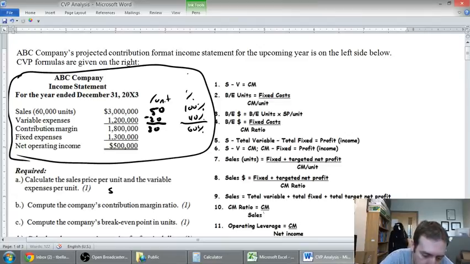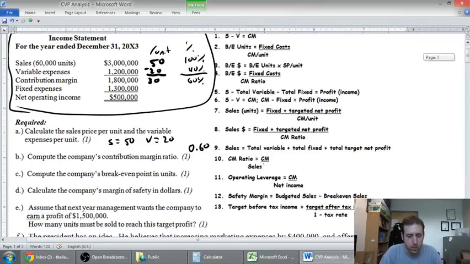So again, just to reiterate, sales price is 50, variable expenses is 20, CM ratio is 0.6, or 60%, that we've already computed. So points A and B were very easy. Point C, compute the company's break-even point in units.